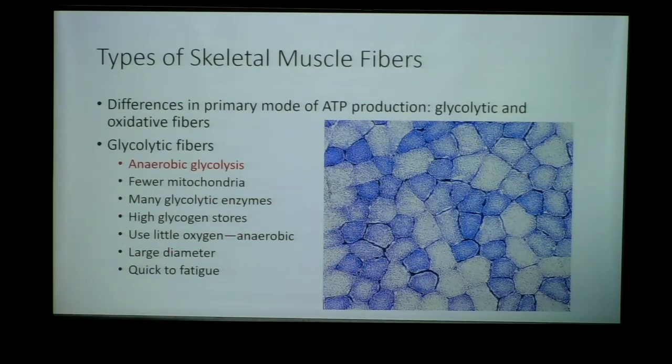Again, because we're not reliant on oxygen, because this is not heavily involving oxidative phosphorylation, we don't need a smaller diameter. We don't need to have oxygen diffuse into this muscle. And so we can get away with having a larger diameter in these fibers. Also, these are quick to fatigue.